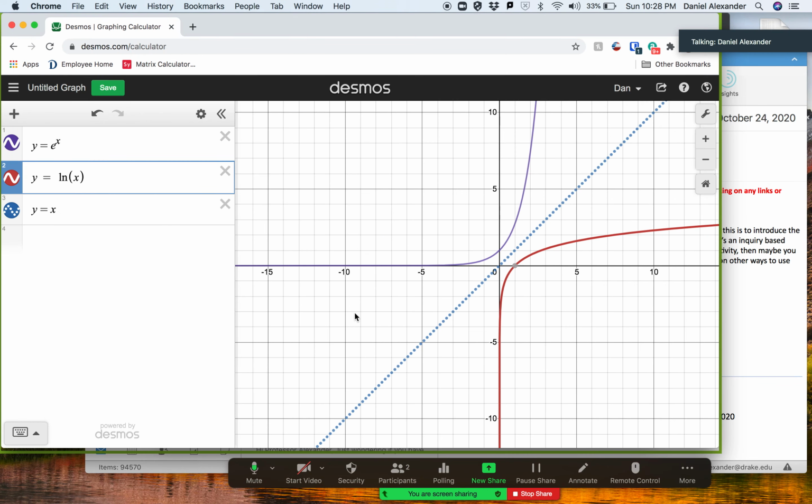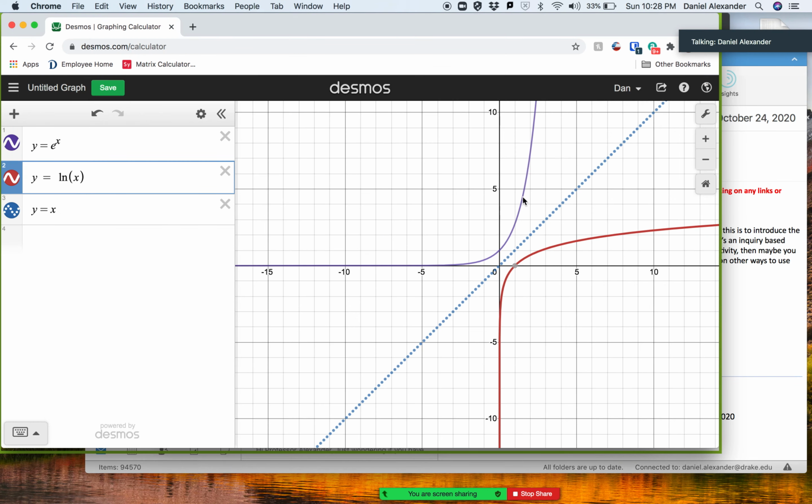Here we have e to the x in blue, or purplish, up here. We have the line y equals x, and then we have the natural log of x below it. The inverse switches x and y, so notice that we find the point (0, 1) on y equals e to the x, and we're going to find the point (1, 0) over here. Now here, we see a point at 5; it's hard to get exactly 5, but I do the best I can.